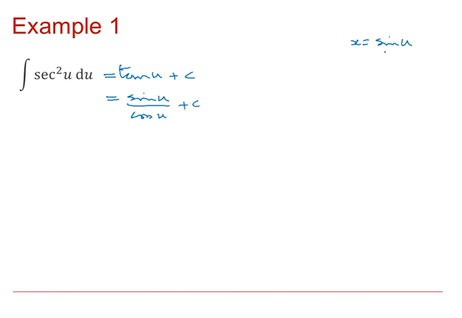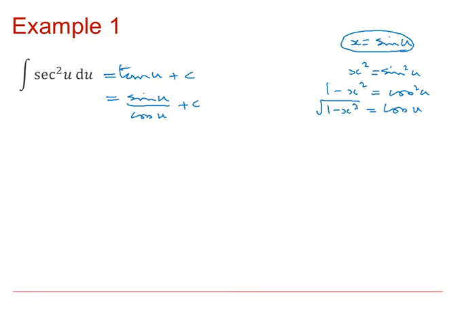I can substitute for sine u now. I know that sine u is x, but we need to know what cos u is. If sine u is x, then x squared is sine squared u, and 1 minus x squared is 1 minus sine squared, which is cos squared u. So cos u is the same as the root of 1 minus x squared. So now we're in a position to rewrite this answer, not in terms of u, but in terms of x. So sine u is x, and cos u is the square root of 1 minus x squared.